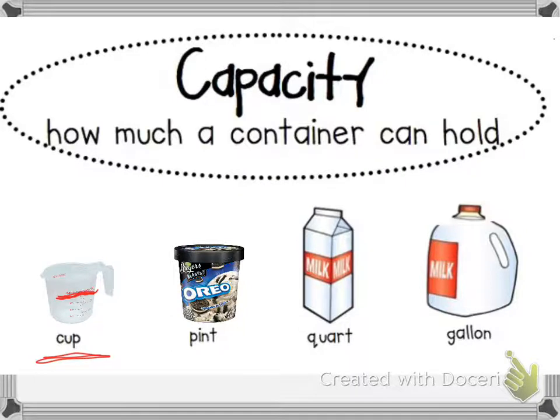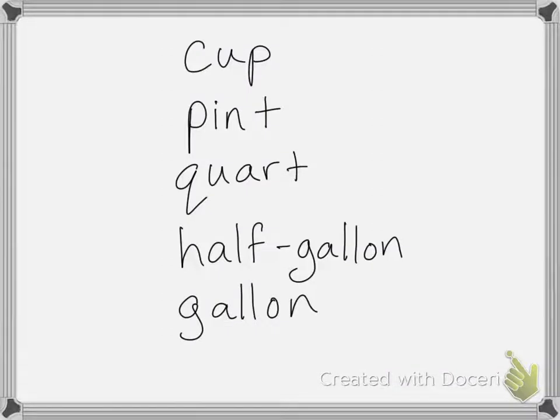Okay. So the order of containers I have, it starts off with a cup, then the next size up is a pint, and the next size is a quart, and then we have a gallon. In between a quart and a gallon, we have one more size, and that's called a half gallon, which is basically half of a whole gallon. So this is how they would be spelled out. So it goes cup, pint, quart, half gallon, and then gallon.